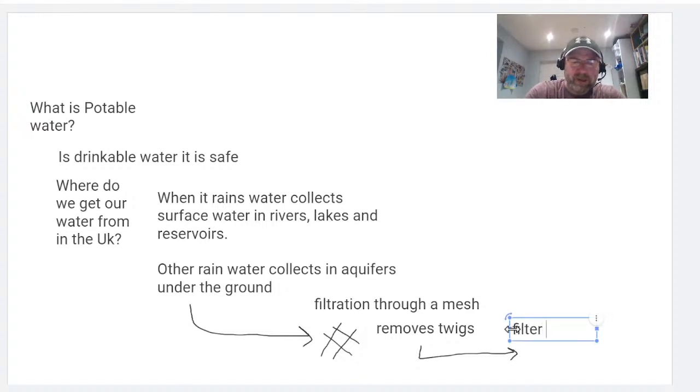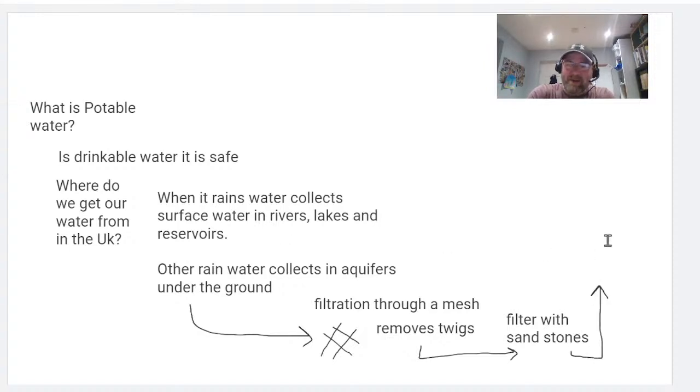Then you filter with sand and stones. You can actually do this at home. If you were desperate and the government had collapsed and there was no sanitized water, you can filter water through a mesh to remove stones and sticks, and then through sand, and you're going to get other bits of mud, bits of grass out of the water. So then you filter with sand and stones or gravel, and then finally you're going to kill bacteria. As long as you kill the bacteria, it doesn't matter what it tastes like.